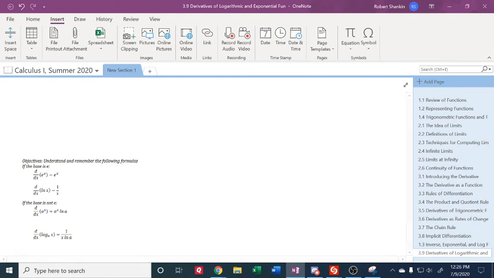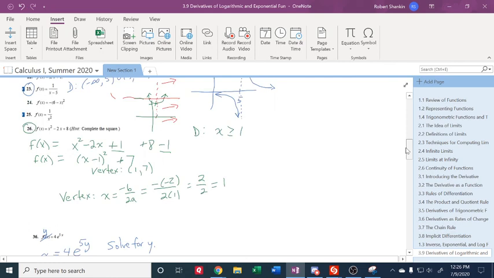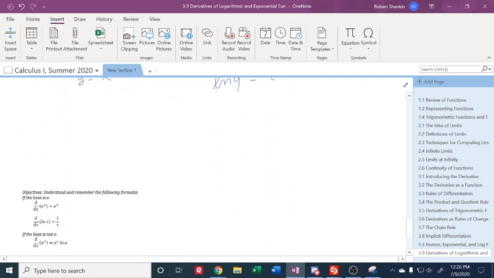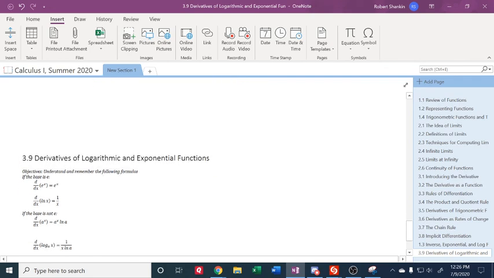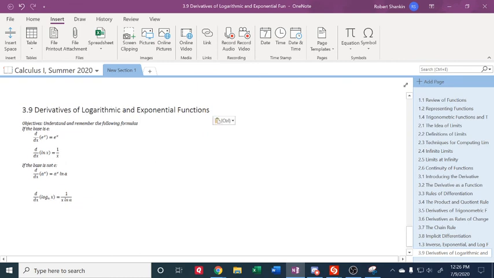All right, let's do the very beginning of this new section. 3.9, derivatives of logarithmic and exponential functions. And this is what we were setting up for by reviewing exponential and log functions. And this section has 4 important formulas.